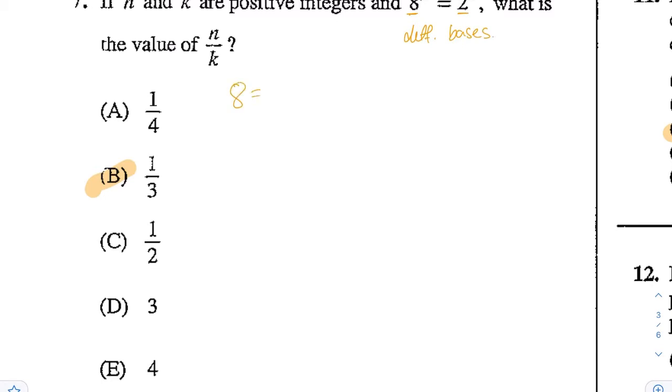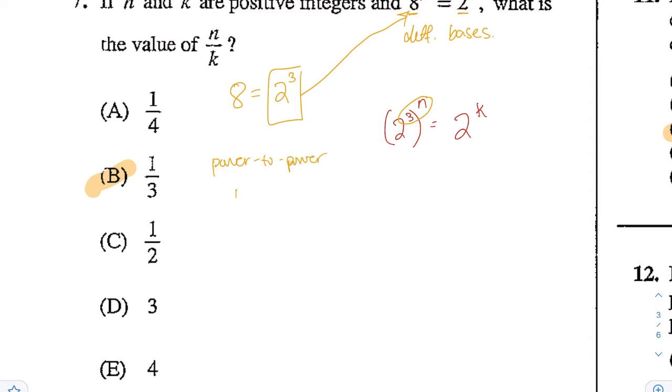So you can rewrite 8 with a base of 2 by doing 2 cubed. So you will replace 8 with 2 cubed. So then your new equation is going to look like 2 cubed in parentheses raised to the n is equal to 2 raised to the k. And now we can use this power to a power law of exponent that states that b to the a raised to the c is equal to b to the a times c. So you have to multiply the exponents, which will give you 2 raised to the 3n is equal to 2 raised to the k.